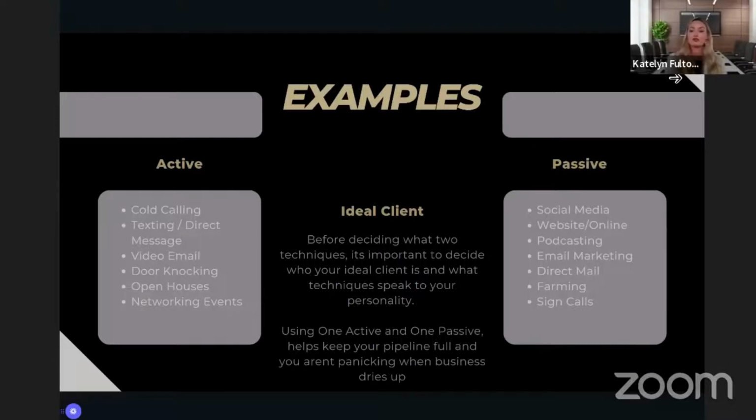Another one is your websites and online leads. So you can pay for ads to direct people to your website to sign up for neighborhood news. That's one that's growing your database. And you're not necessarily in front of them all the time.